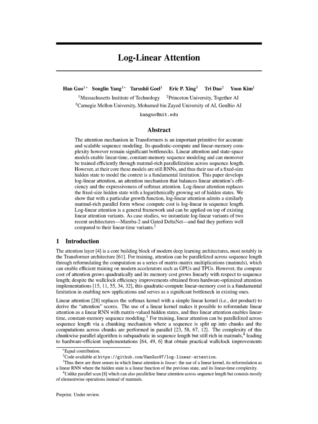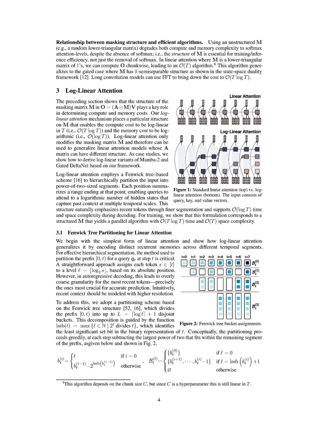The proposed log linear attention method operates by modifying the masking matrix to enable efficient computation while maintaining the ability to capture long-range dependencies. The process begins with the input sequence being partitioned into segments based on a Fenwick tree structure, which allows for hierarchical segmentation into power-of-2-sized buckets. Each bucket summarizes a range of tokens, enabling the model to attend to a logarithmic number of hidden states that represent past context at multiple temporal scales.